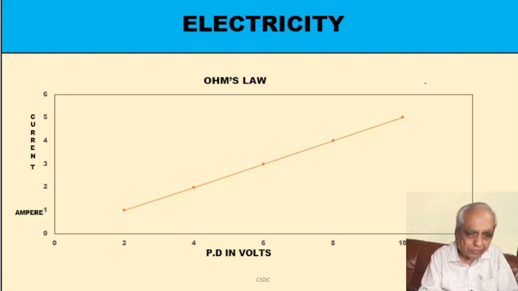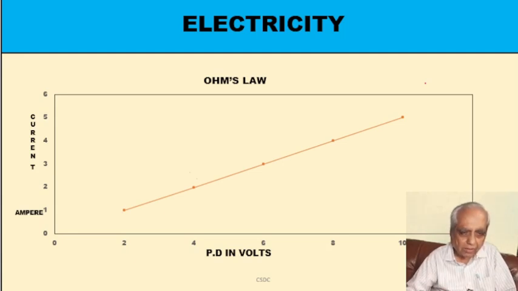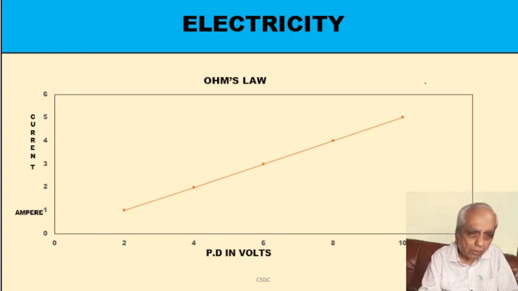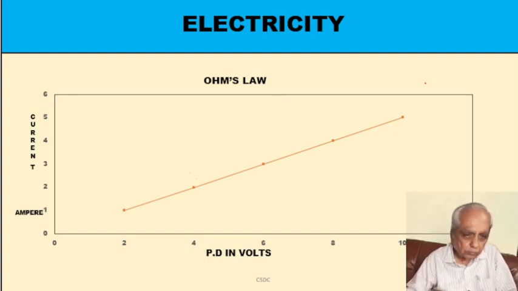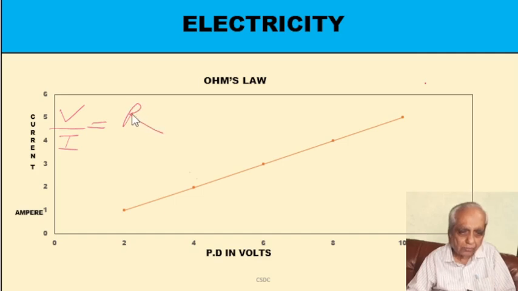You can see it is a straight line indicating that V and I are linearly dependent, or V upon I is equal to constant. Okay, so V upon I is constant, and that constant is called R, which is called the resistance of the conductor. So this is the verification of Ohm's law.